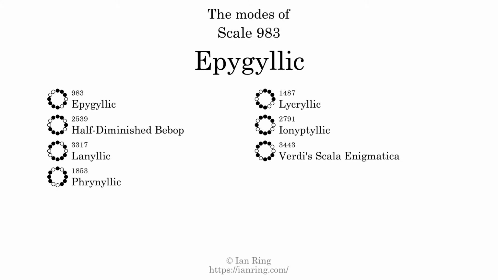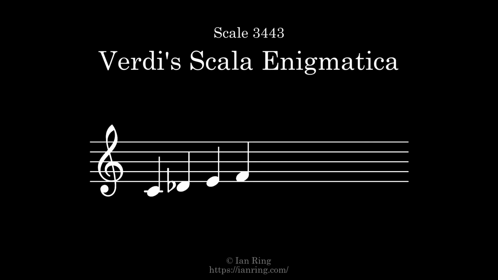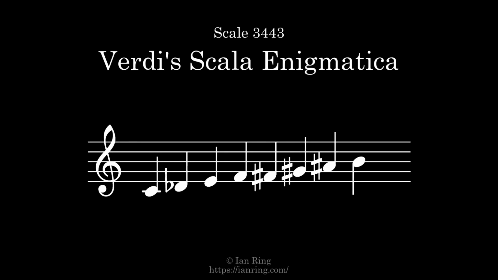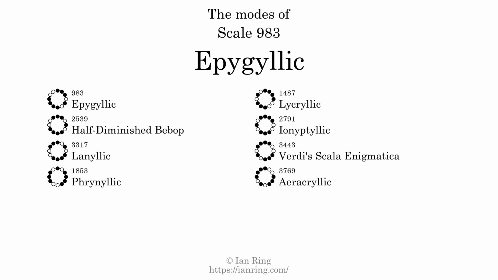The seventh mode is scale 3443, also known as Verdi's Scala Enigmatica. It sounds like this. The eighth and last mode is scale 3769, also known as Epygyllic. It sounds like this.